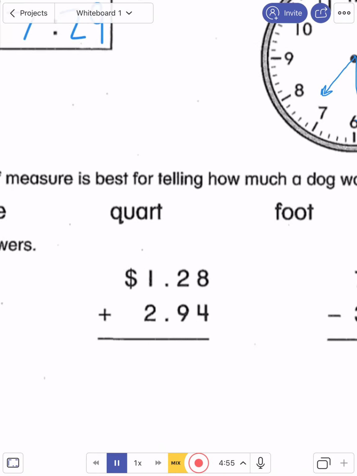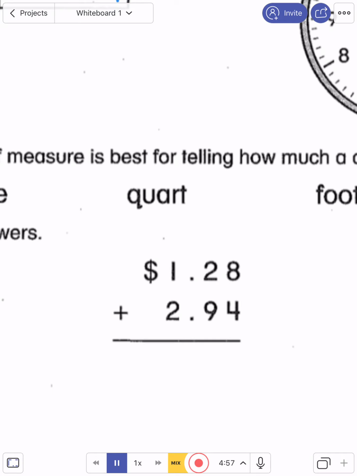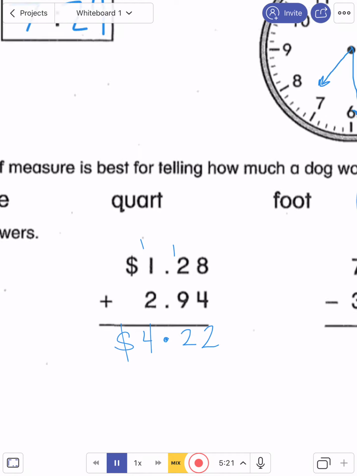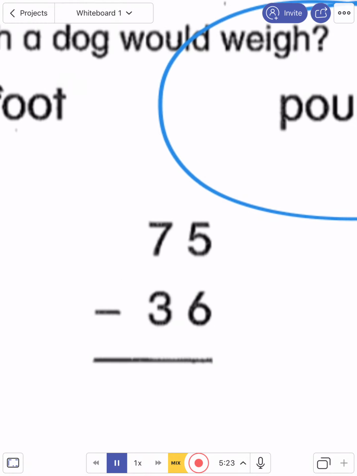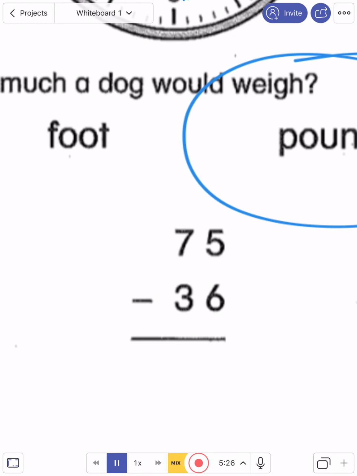We are dealing with money. 8 and 4 is 12. You have enough to trade for a dime. 9 and 3 is 12. Same thing. Trade for a dime. Go ahead and bring that decimal down. 1 and 1 is 2, plus 2 is 4, and bring down your dollar sign. Your answer is $4.22. And when we're doing these, feel free to pause the screen and work them out beforehand, and then check your answers.